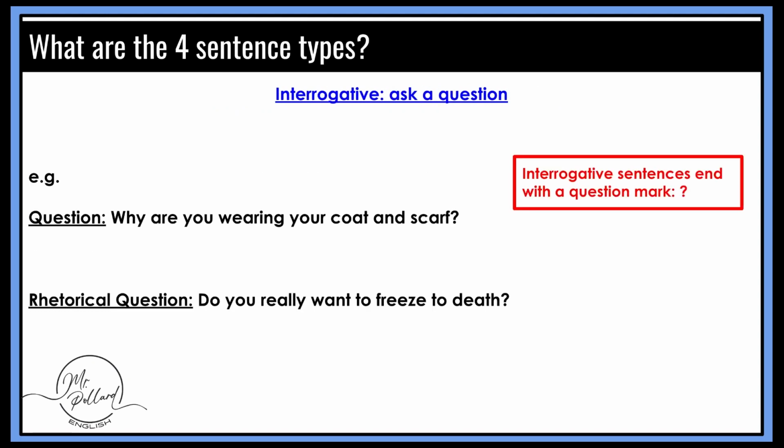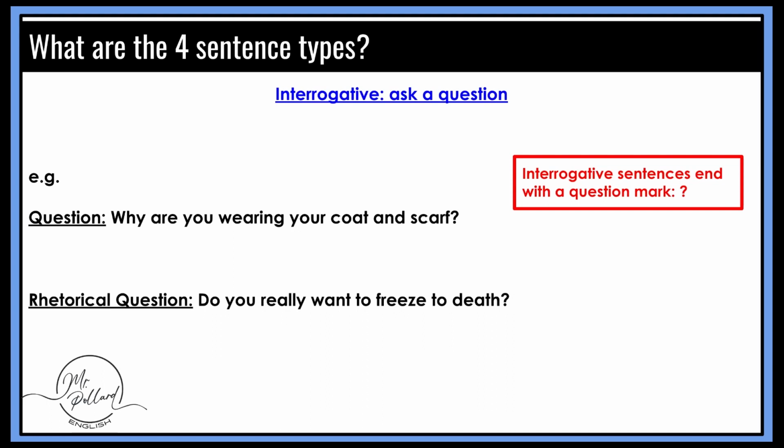The third type of sentence are what we call interrogatives. An interrogative, very simply, is where you ask a question. These are very simple to spot because they end with a question mark. And they come in two kinds, I guess. One would be a straightforward question. Why are you wearing your coat and scarf? And the other is what we call a rhetorical question. Do you really want to freeze to death?